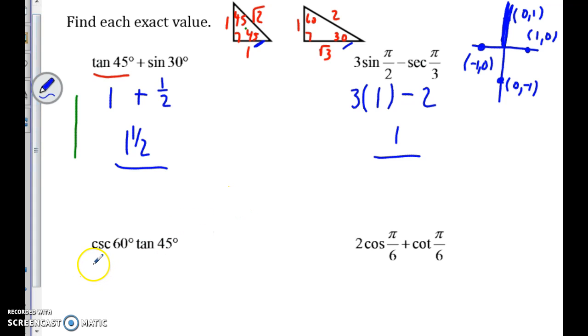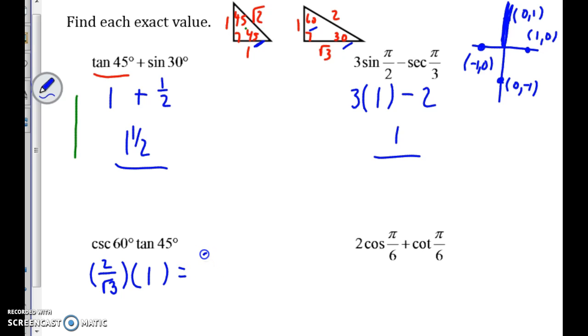okay? Next one, cosecant of 60. So go to 60 degrees. Cosecant is a reciprocal of sine. So instead of going opposite over hypotenuse, go hypotenuse over opposite. So hypotenuse 2 over the opposite radical 3. So that would be 2 over the square root of 3. And then tangent of 45, we found that in the first problem. Tangent of 45 was 1. Well, that ain't going to change. It's still 1. Opposite over adjacent.